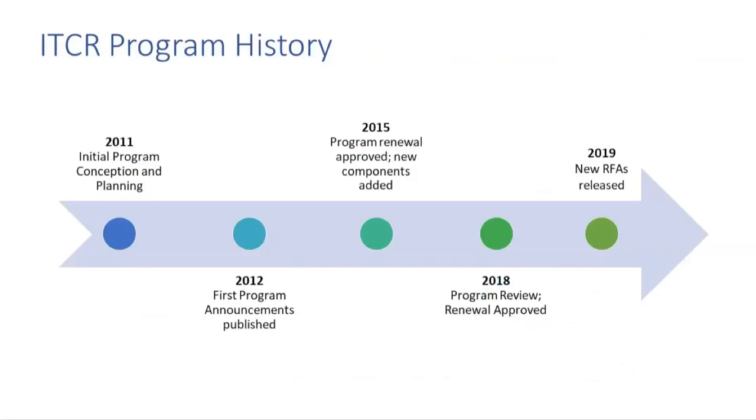The program was initially conceived and planned for back in 2011. And at that time, the NCI did not have a single coordinated program to support informatics technology development. Technologies were being developed through individual programs, but these were not coordinated with one another and led to some duplication and gaps. Recognizing this need, the NCI initiated the ITCR program, and the first program announcements were published in 2012.